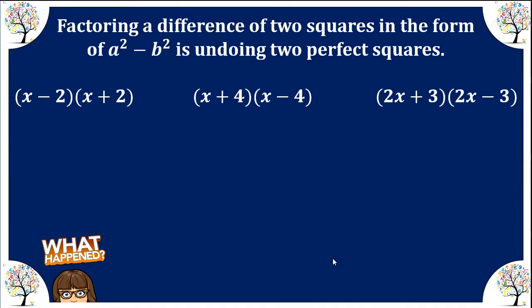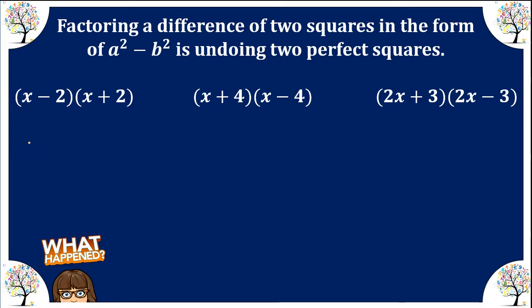Here is another special case of factoring quadratics. It's known as factoring a difference of two squares. But let's make sure that we remember how we distribute and what happens whenever we have two binomials where our constants are opposite in sign.